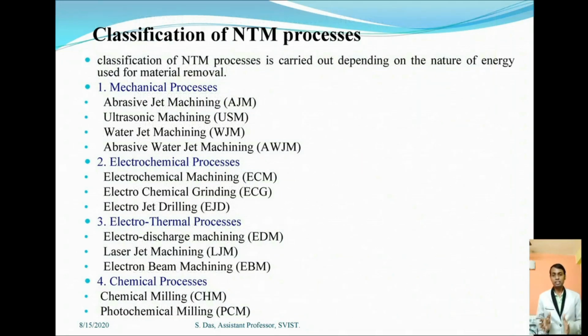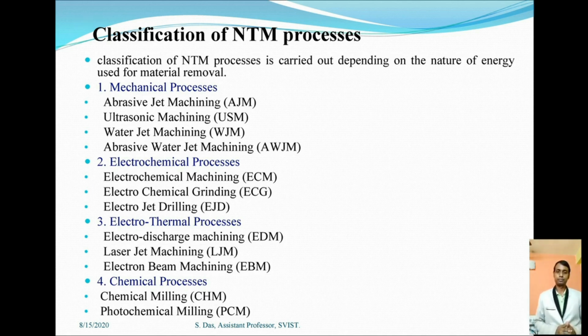Now, the classification of NTM processes is discussed: mechanical type, electrochemical type, electrothermal type, and chemical type. These are the four categories of non-traditional machining processes, where four types of energy are used for removing the material. Now, I give you some examples of each process.